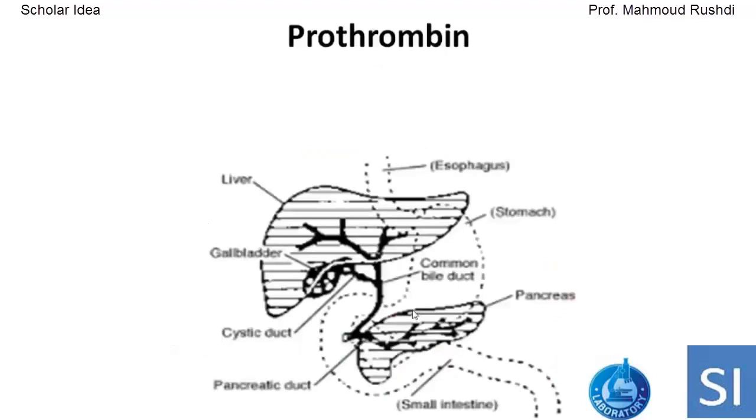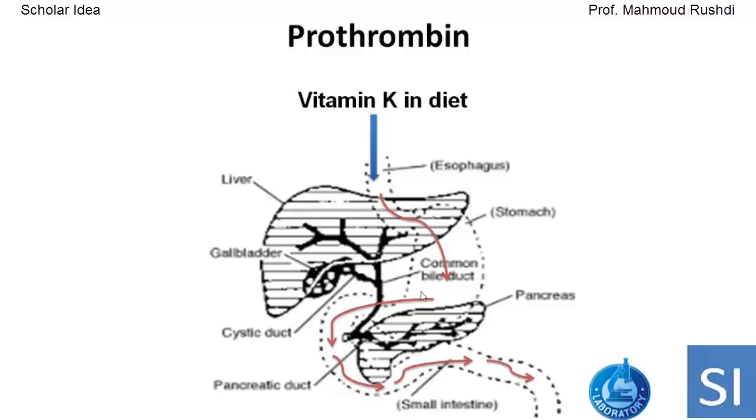Prothrombin is an essential blood coagulation factor that is synthesized in the liver, where vitamin K is converted into prothrombin in the hepatocytes. Vitamin K is essential for synthesis of prothrombin in the liver. So dietary vitamin K is ingested, reaches the intestine, and is then absorbed from the intestine to the liver. Deficiency of vitamin K in the diet will result in a decreased level of vitamin K reaching the liver and will affect the synthesis of prothrombin in the liver.